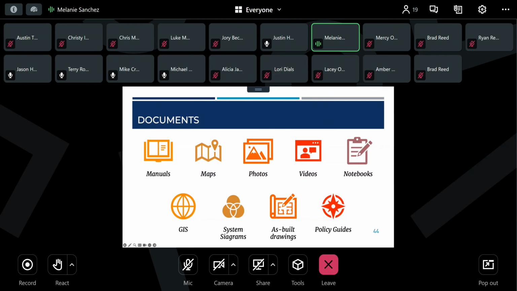Types of documents you can save: manuals, maps, photos, videos, notebooks, GIS data, system diagrams, as-built drawings, and policy guides. So why is this documentation so crucial, right? It definitely is really crucial. It plays a pivotal part in knowledge transfer. It helps staff understand how things work, where things are located, why certain processes are in place, and what their responsibilities and tasks are.